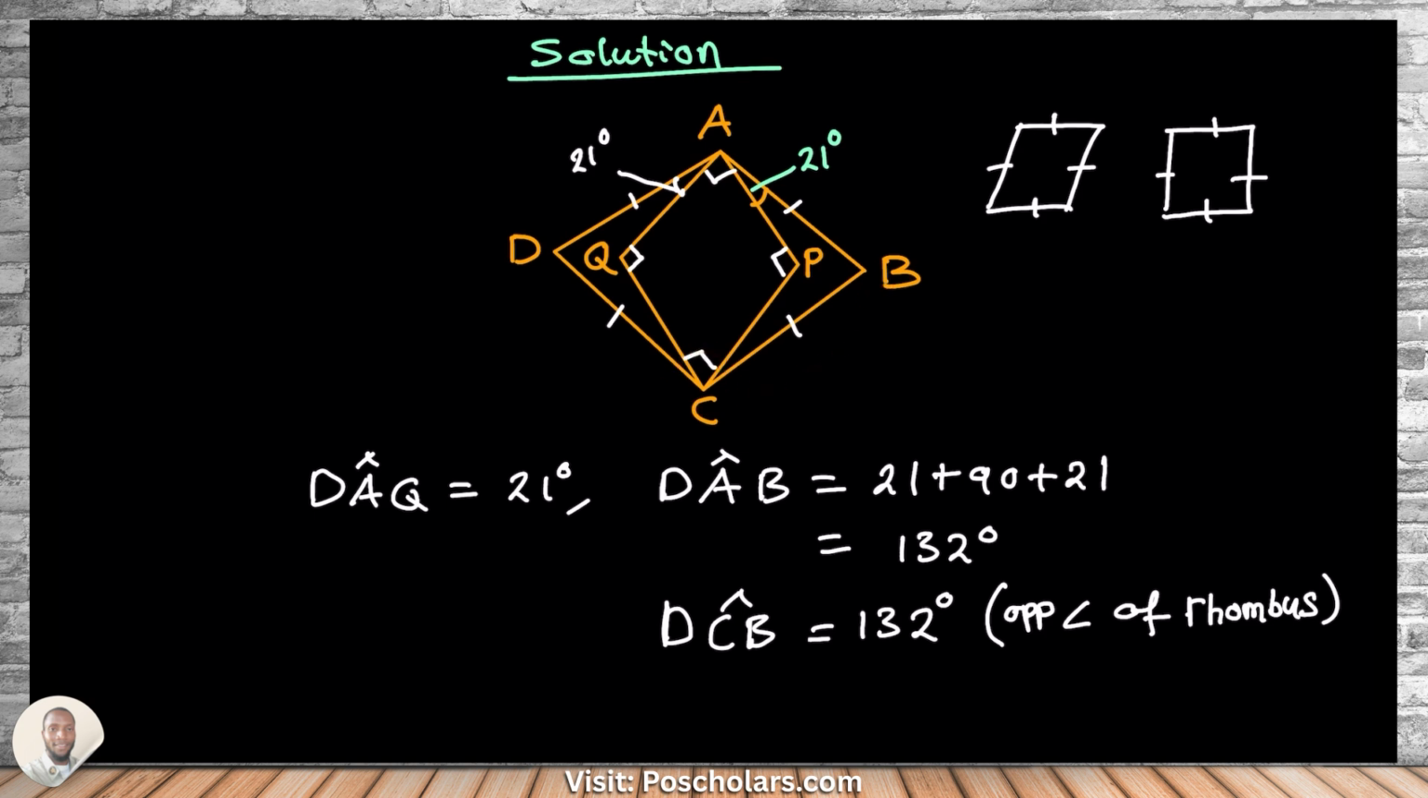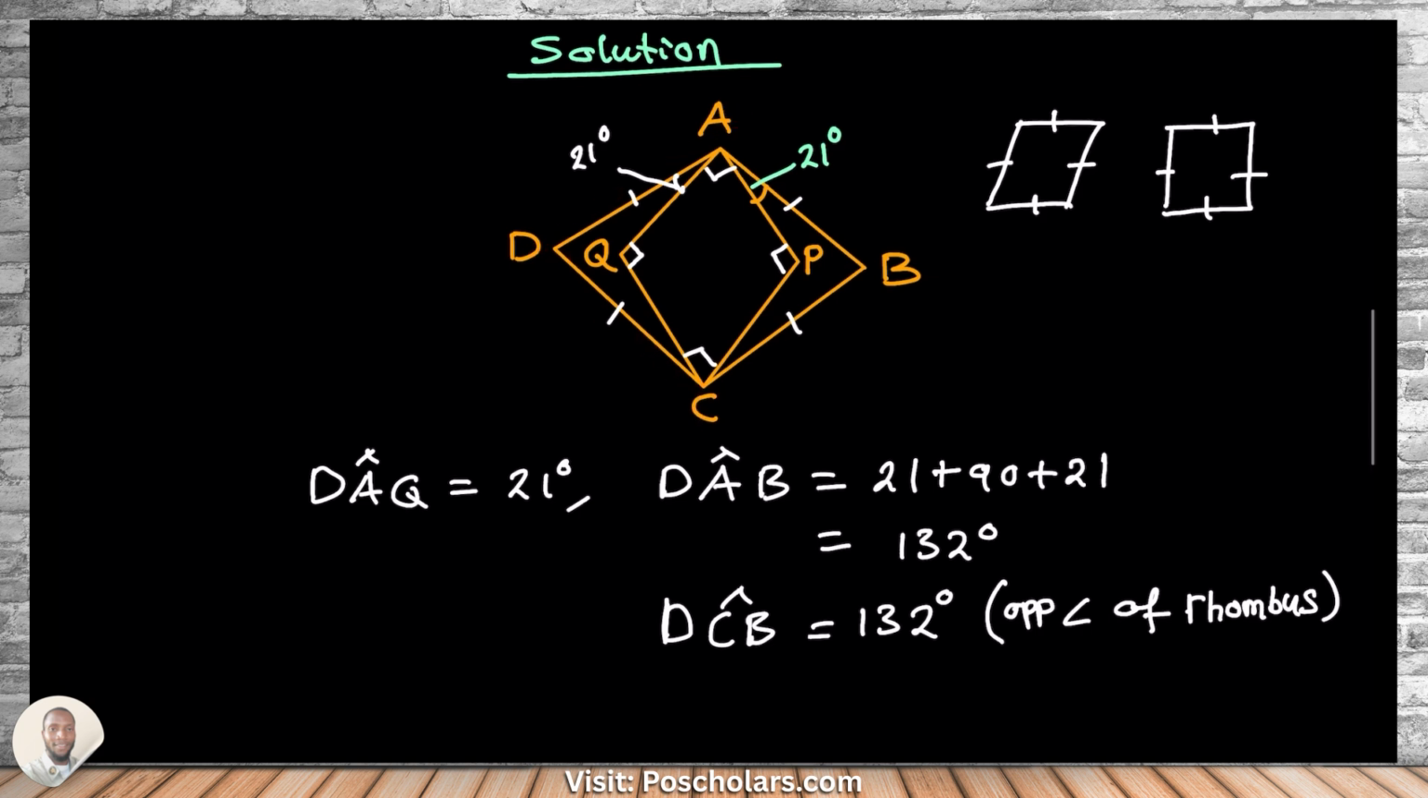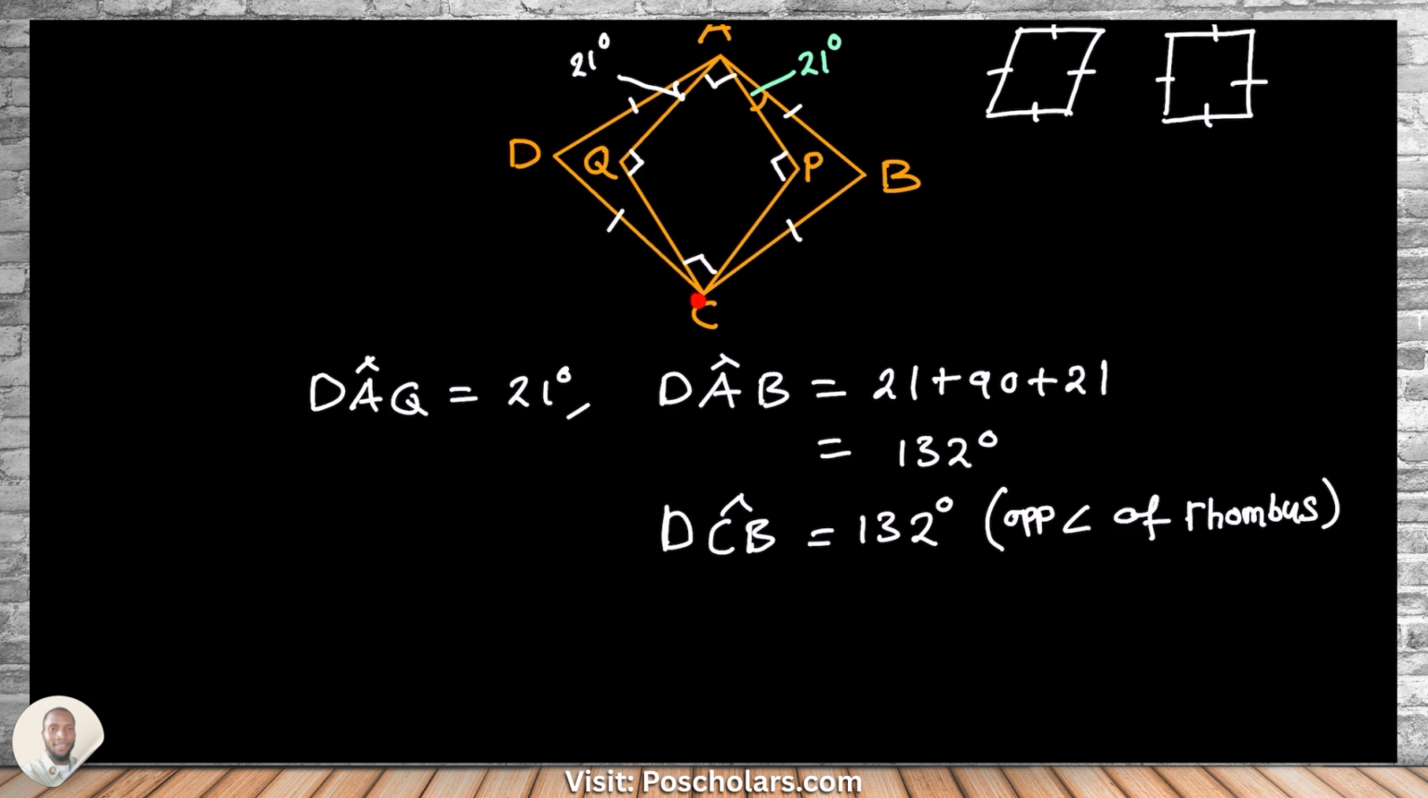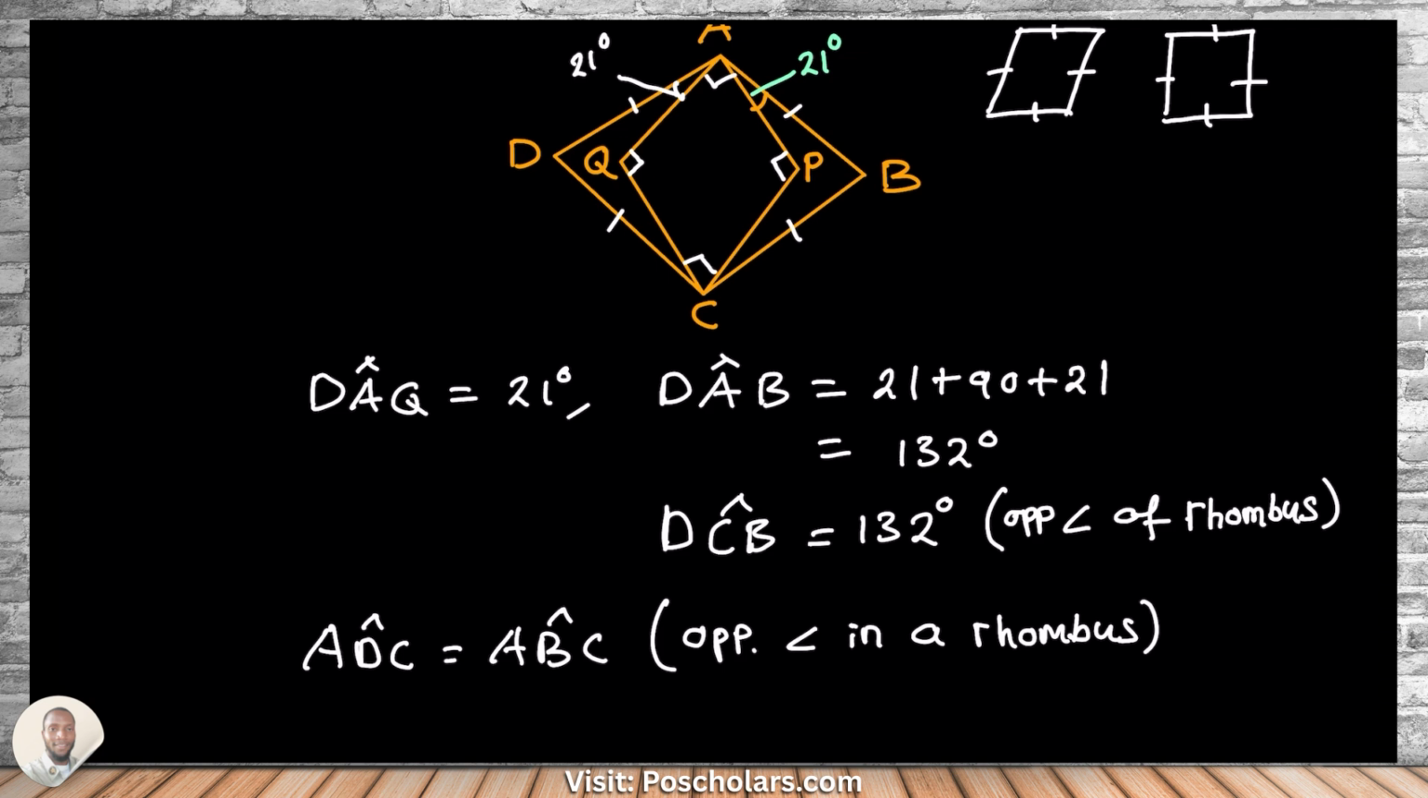Next, we need to find angle ADC. To find angle ADC, we should know that ADC and ABC are equal. What's the reason? Opposite angles of a rhombus. So let's write that ADC is equal to ABC, both angles, and the reason is that opposite angles in a rhombus are equal. So if ADC and ABC are equal, it simply means I can choose any of them because at the end of the day they are the same.